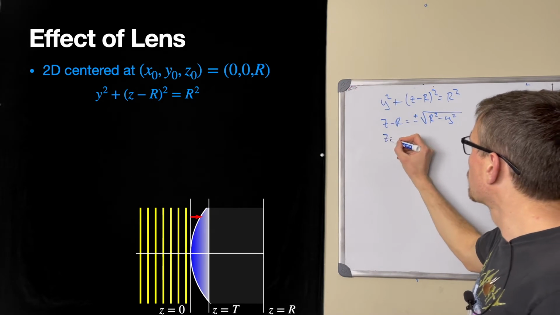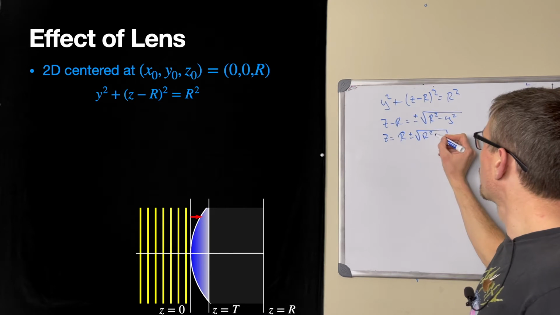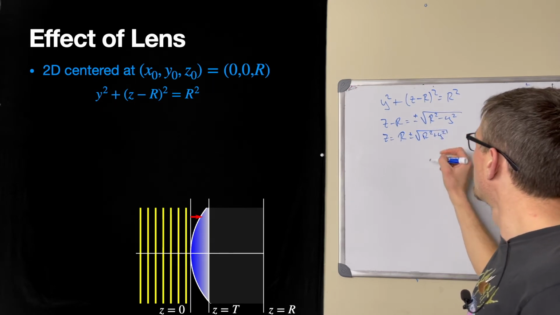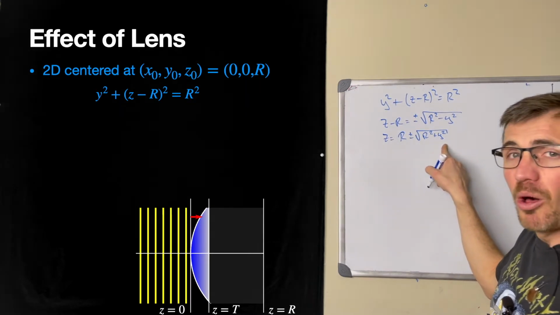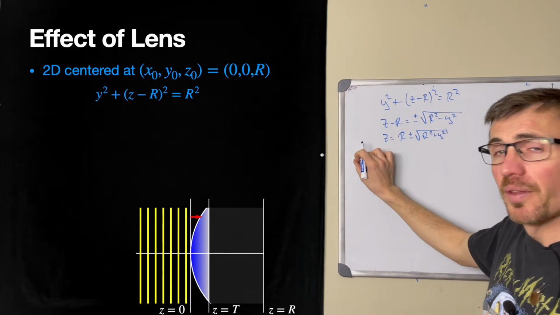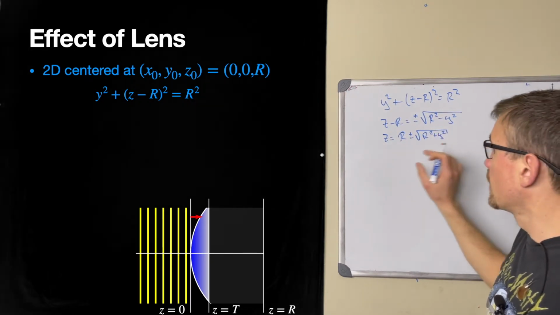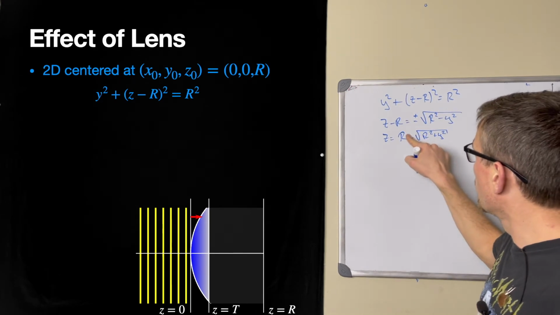So z is equal to r plus or minus the square root of r squared minus y squared. And we can see that if y is small, this is going to give me an answer near 0 and near twice the radius. And we can see that's the front and the back face. So let's talk about the front face. We'll get the difference here.